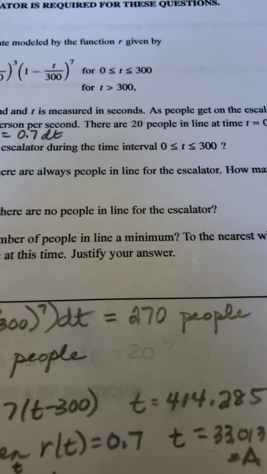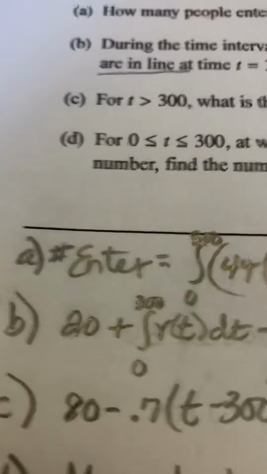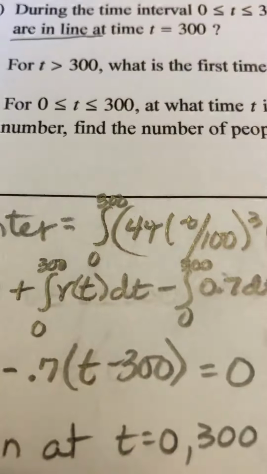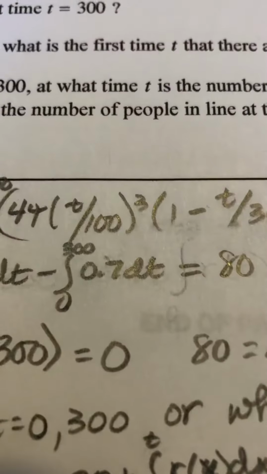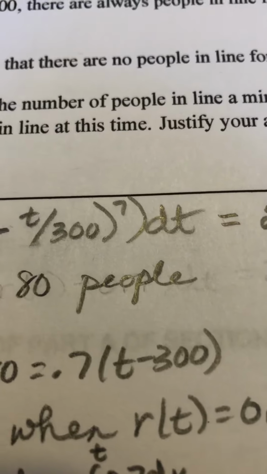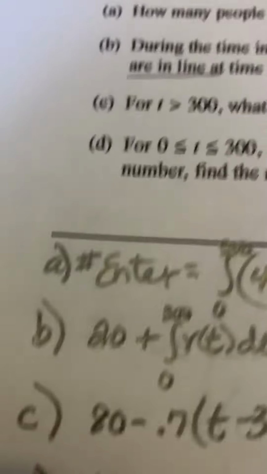From 0 to 300, there are always people in line. So we want to know how many people are in line at time t equals 300. Well, part B, here's where we have to do how many were there to start with, plus how many entered the line, minus how many exited the line. And all this is plugging it into the calculator. We do all that, we get that there are 80 people in the line at time t equals 300.